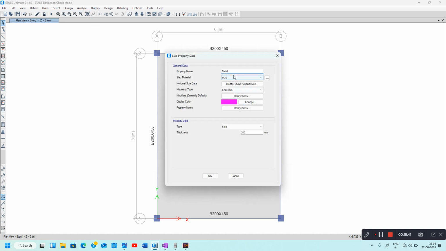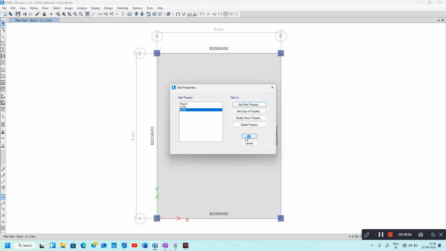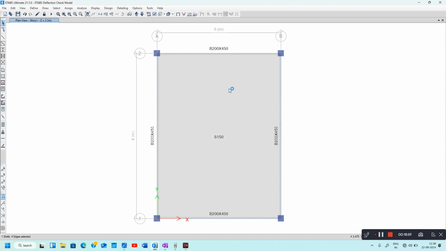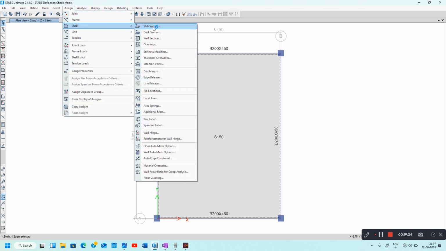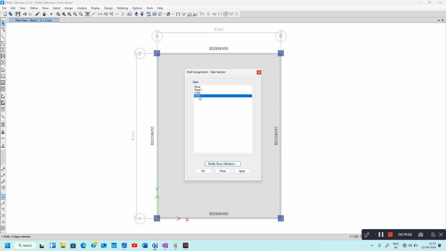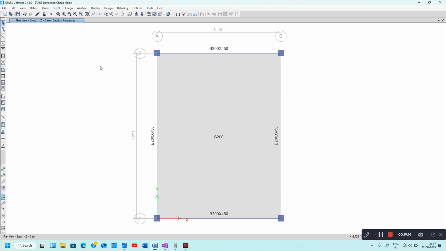Add new property. So the slab thickness is 200. For the grade of concrete, you select M20. So here the thickness is 200. Okay. Select this slab, go to assign, shell, slab section. You select S200, which means 200 mm thick slab. Apply, close. So let me run the model. Run analysis.